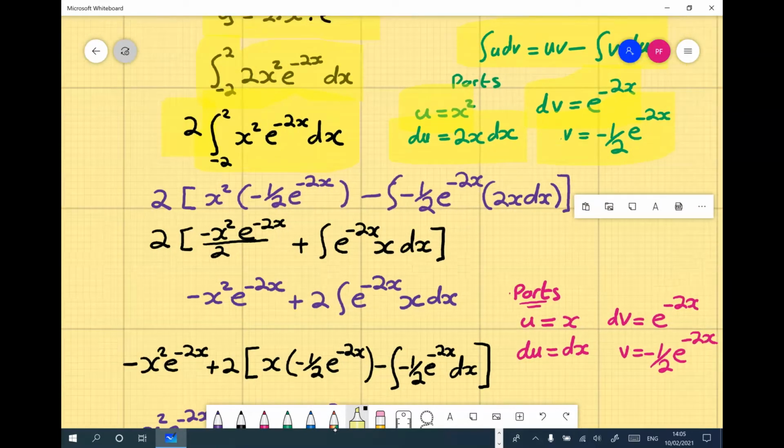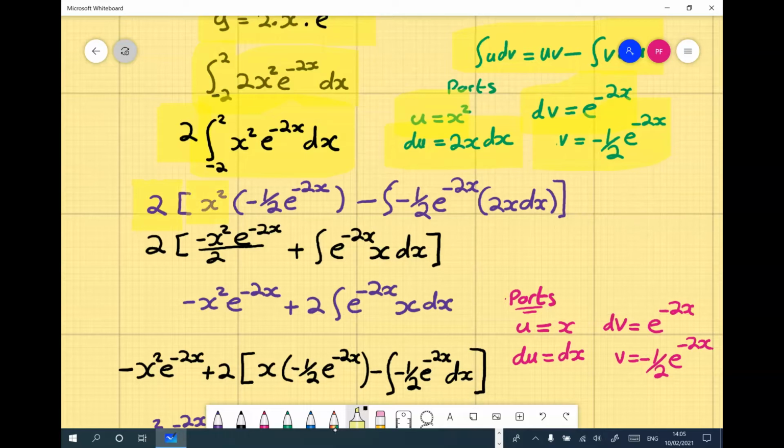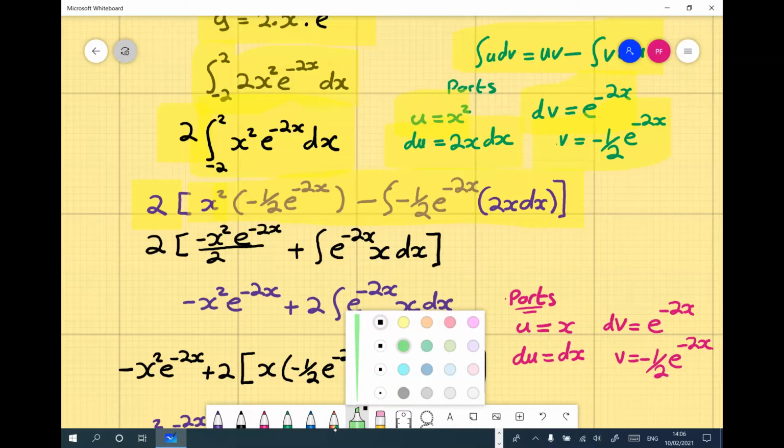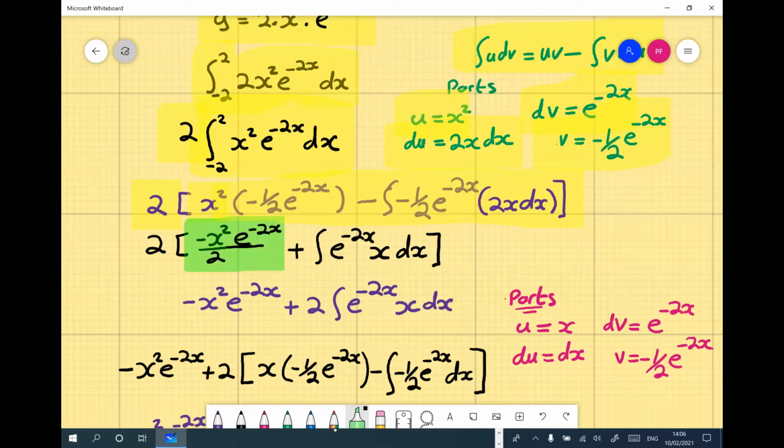So plugging that back in, I have my 2 on the outside. So uv minus the integral of v du. I tidy that up. So I rewrite my first fraction over, just put it all over 2 and put my minus in front. And I have a half dividing here, but I have a 2 multiplying there. So they cancel each other out. And that leaves me with the final line of e to the power of minus 2x dx.